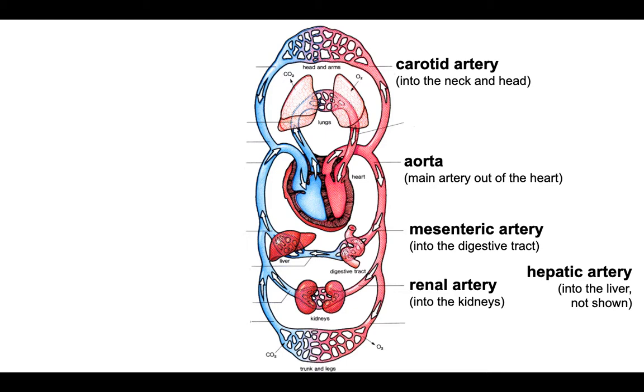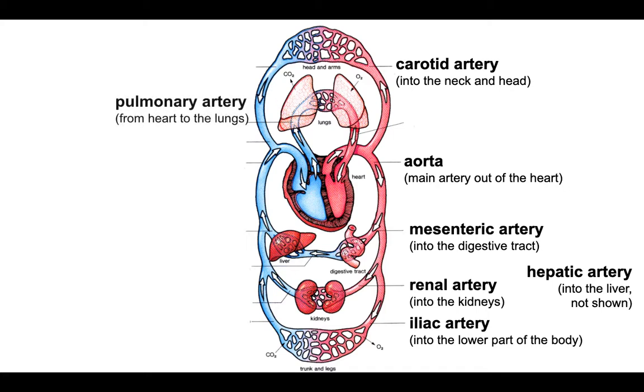Then we have the renal artery, which is taking the blood into the kidneys. And finally, the iliac artery, which is taking the blood into the lower part of the body, so into your legs. Okay, the last artery that we have to mention, which is on the other side of the diagram, because it's got deoxygenated blood, but is still an artery because the blood has left the heart. So that's the pulmonary artery, which is taking blood from the heart to the lungs.